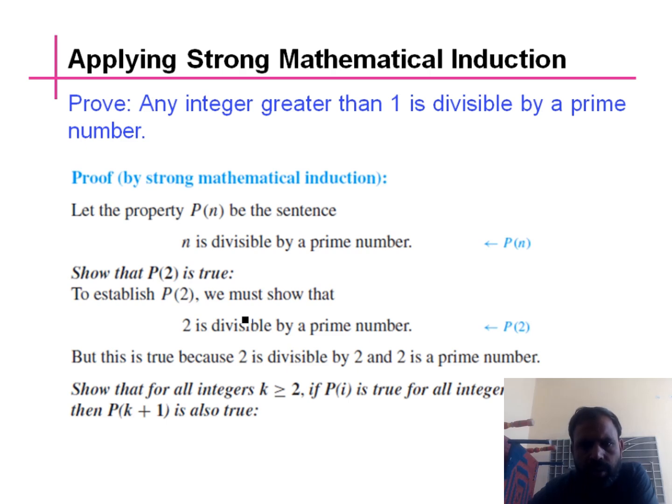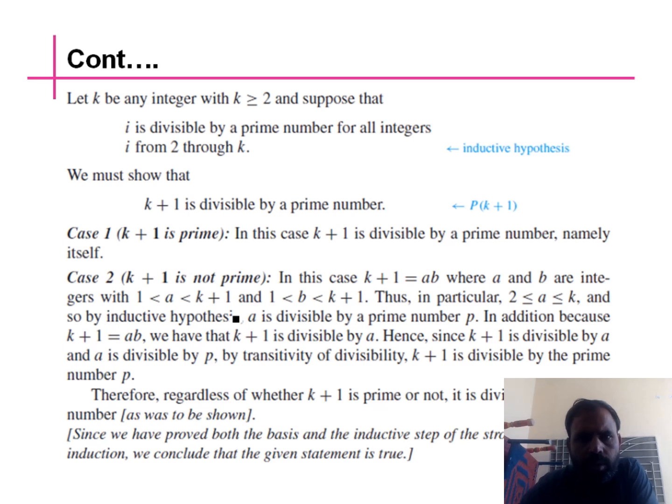Show that for all integers k greater or equal to 2, if P of i is true for all integers i from 2 through k, then P of k plus 1 is also true. Let k be an integer with k greater or equal to 2, and suppose that i is divisible by a prime number for all integers i from 2 through k. We must show that k plus 1 is divisible by a prime number.